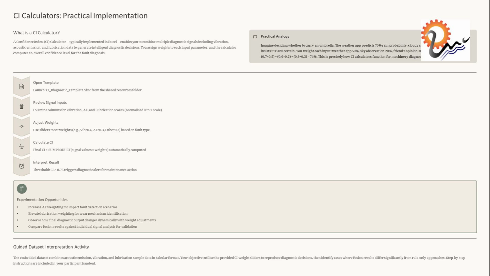Learn how to open templates, adjust weights, and calculate C to interpret diagnostic results effectively. This section provides a hands-on approach to utilizing C calculators in real-world scenarios.